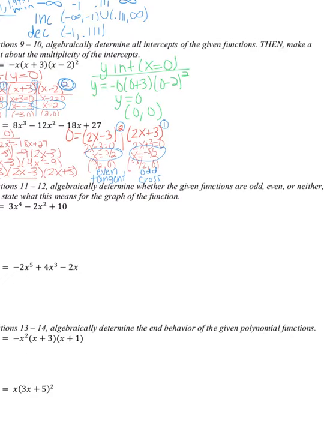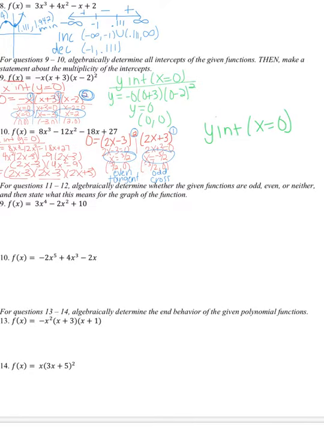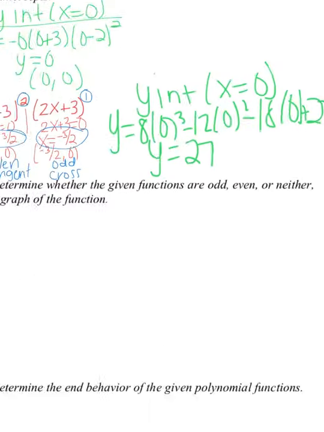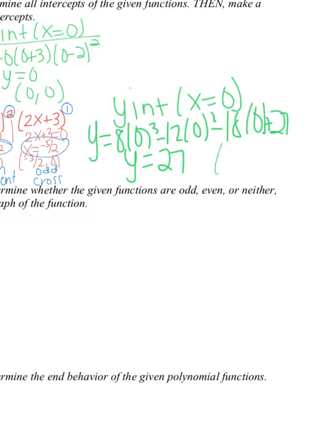And now for the y-intercepts. Last part. So again, y-intercepts, that's where x equals 0. So for this one, I have y equals 8 times 0 to the third minus 12 times 0 squared minus 18 times 0, and then plus 27. So that gives me y equals 27. That coordinate, though, because intercepts I have to write as coordinates, is 0, 27.